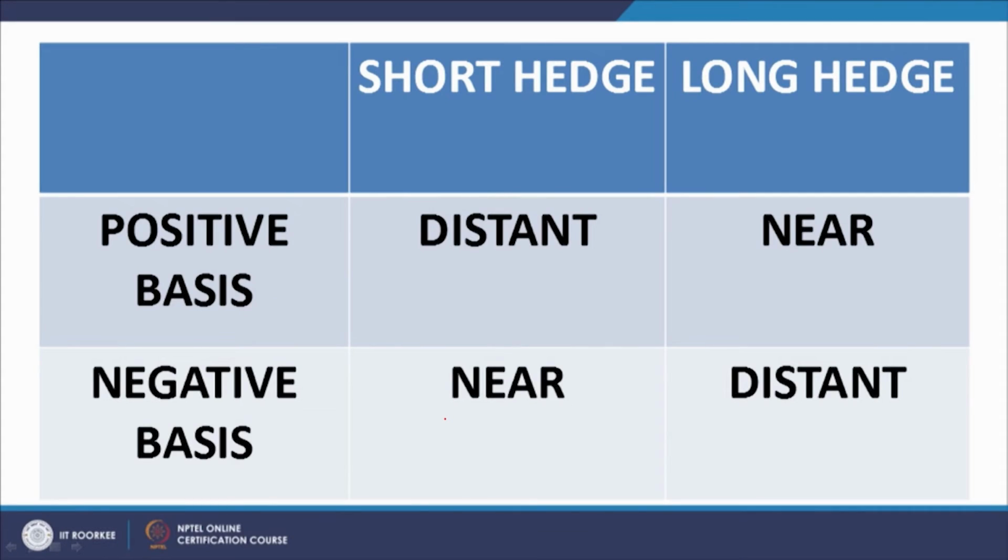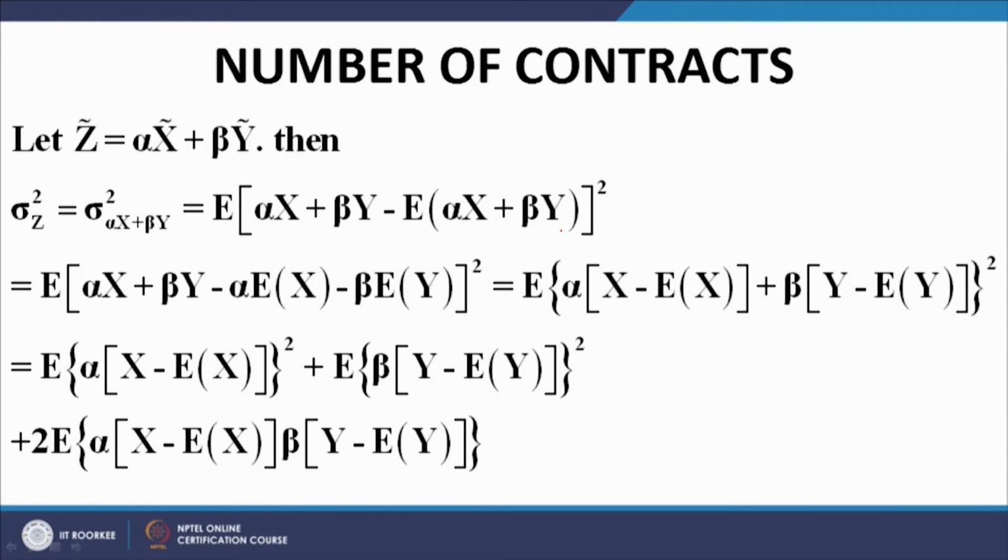This is a matrix of what I have discussed just now. If you have a negative basis and you are implementing a long hedge, then a distant contract turns out to be more viable. However, if you do the same problem, but with a positive basis, you will find that the near contract turns out to be viable. Okay, so that is as far as the maturity of the contracts is concerned. It is a very interesting problem and it is a problem where the intuition and the acumen of the analyst comes into the fore.